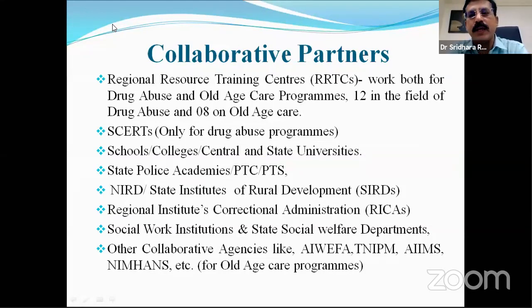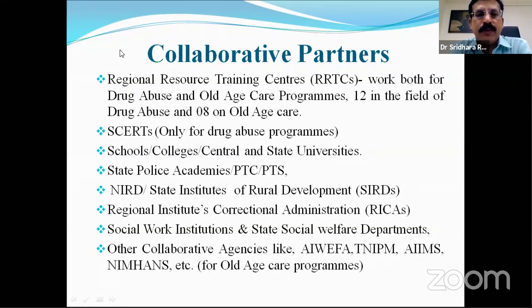And all the programs we run through the RRTCs and some collaborative agencies. We have mainly in drug abuse 12 RRTCs, and 8 RRTCs under the old age care division. Regional Resource Training Centers organize 1 day, 2 day, and other programs. In Karnataka, NMT is our resource and training center. I think most of the people, especially our social work students, know about NMT, Nightingale Medical Trust. They have old age homes, daycare centers, MMU and dementia care centers also. They organize national and international conferences and workshops every year. Through those RRTCs, we organize the programs.